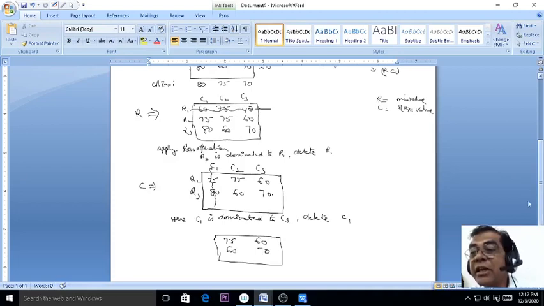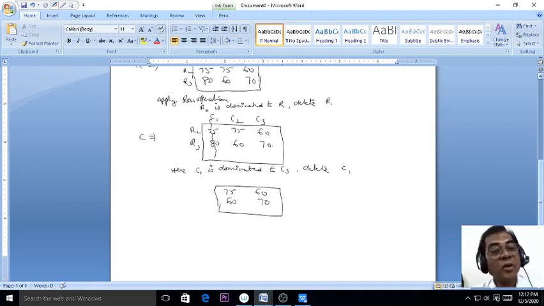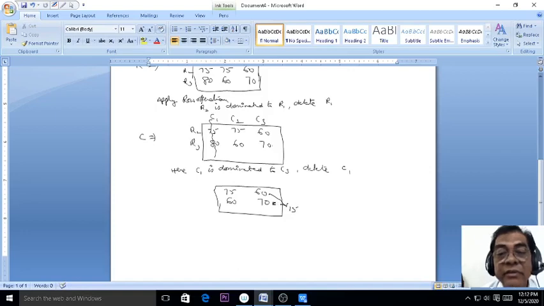If the problem is converted into a 2 by 2 matrix, apply our difference method. So what is the difference here? First row difference, 75 minus 60. Write down the difference here, 15. Then 70 minus 60, difference here, 10.